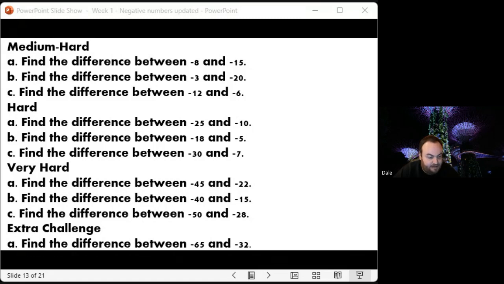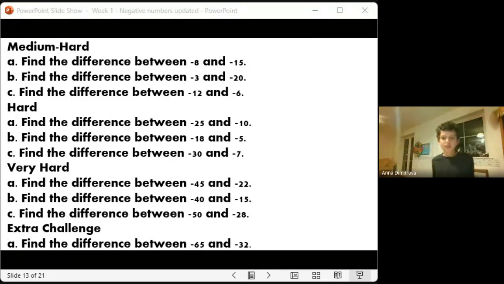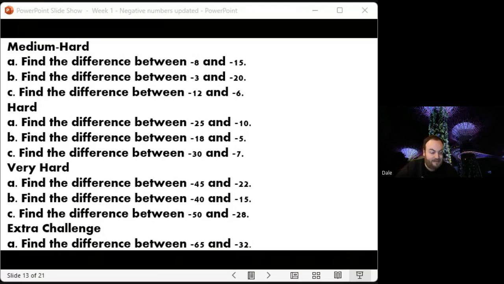Govinda, can you give me that answer then to that last one? 65 minus 32, the difference between minus 65 and minus 32. 33. Oh, yes, well done. Fantastic.